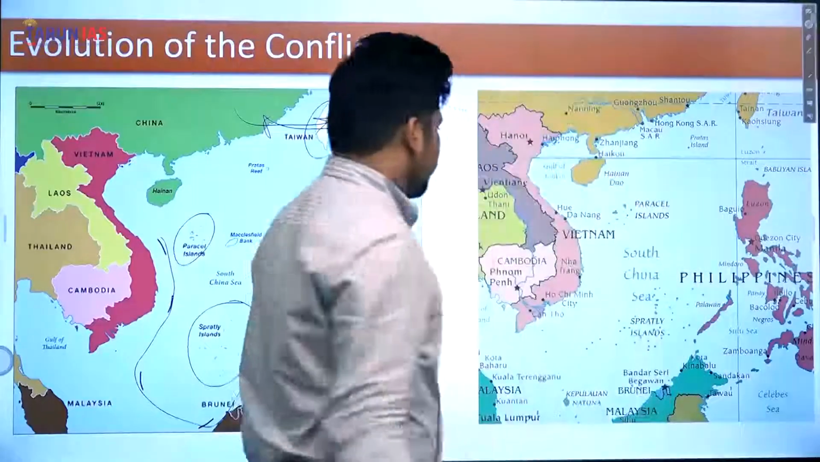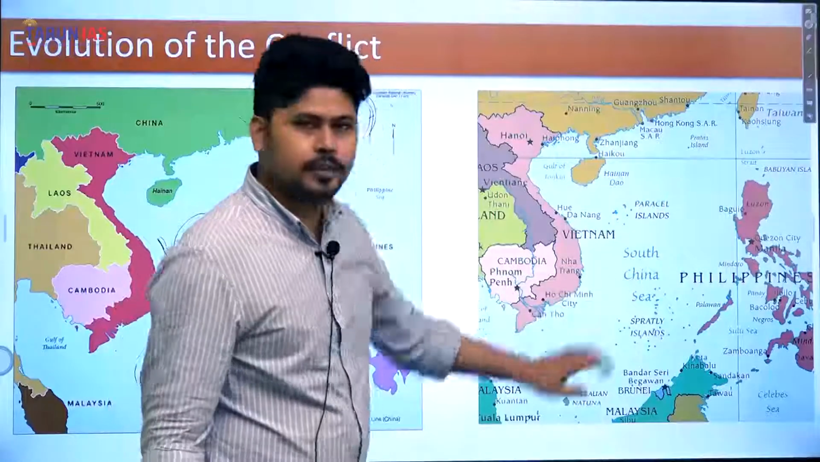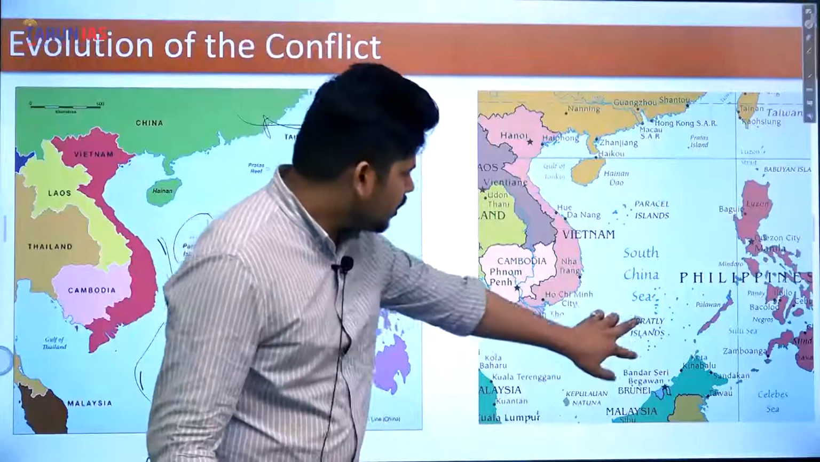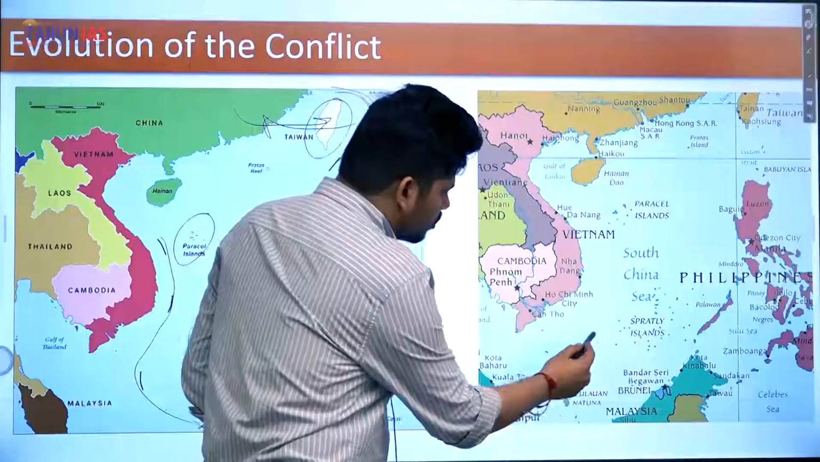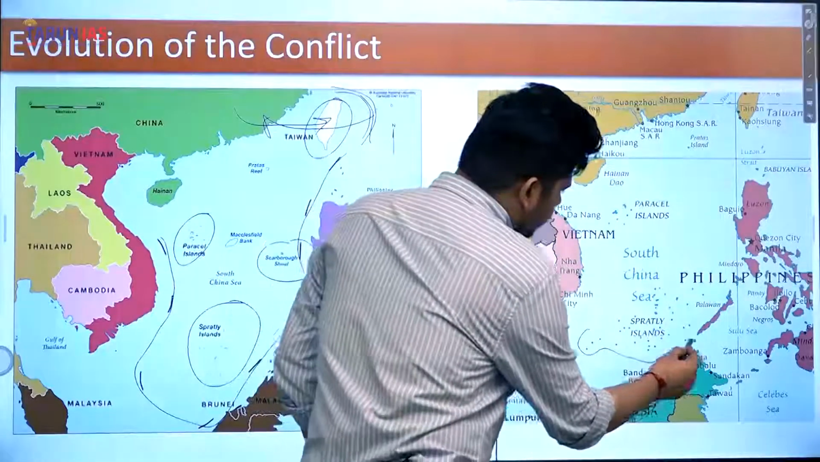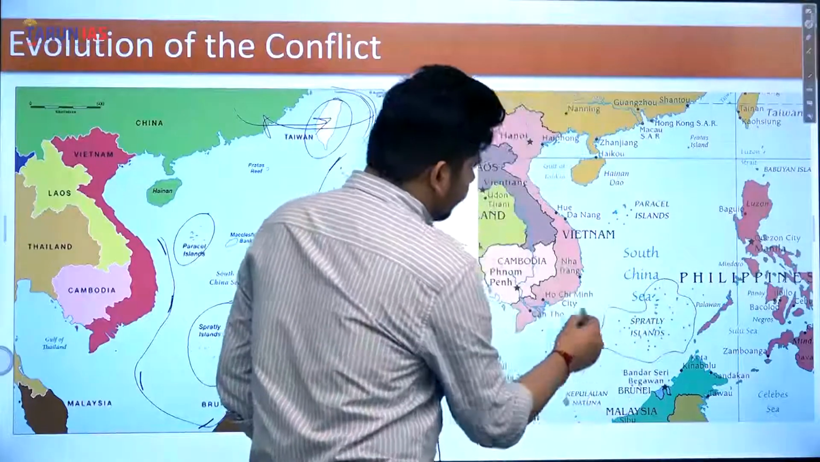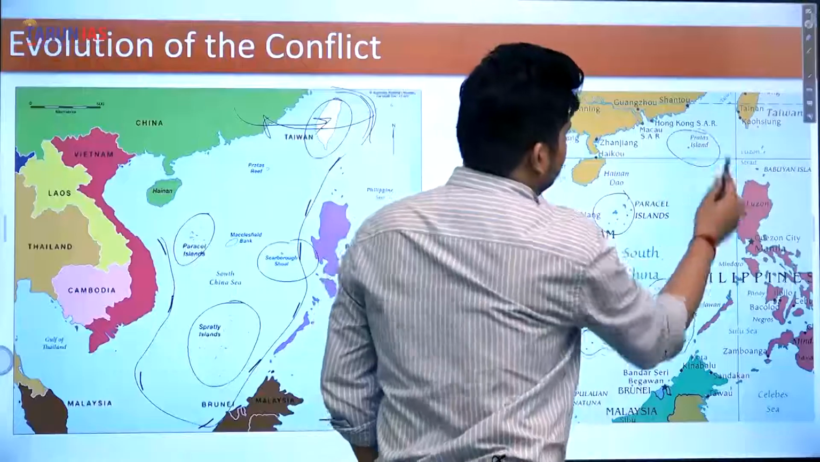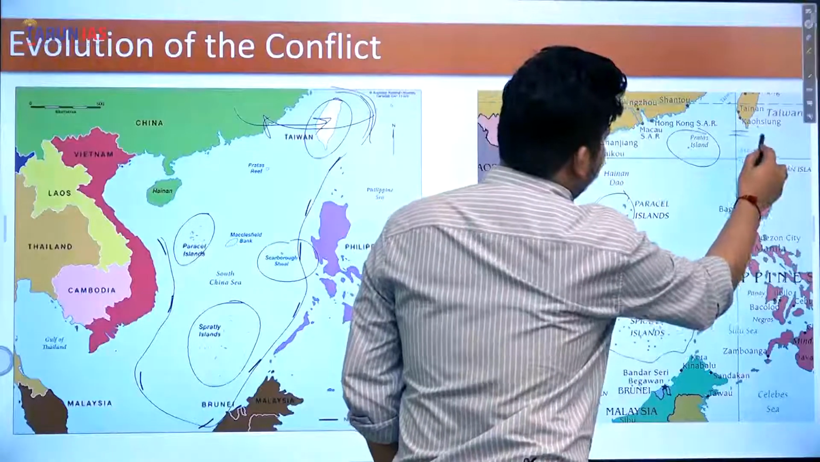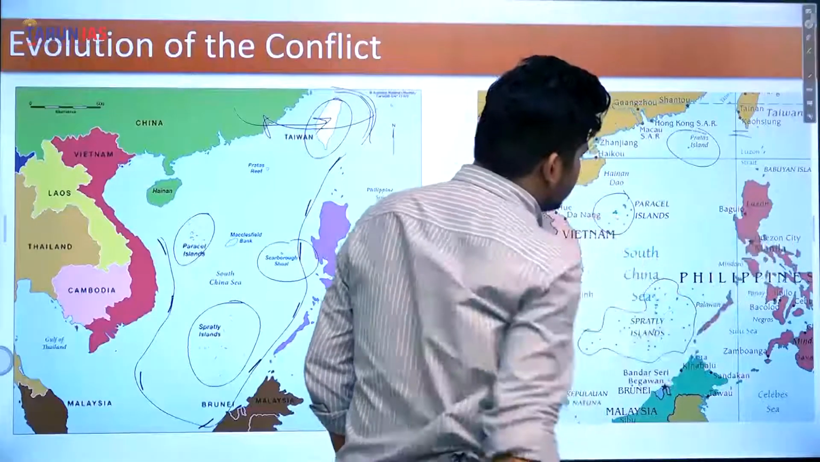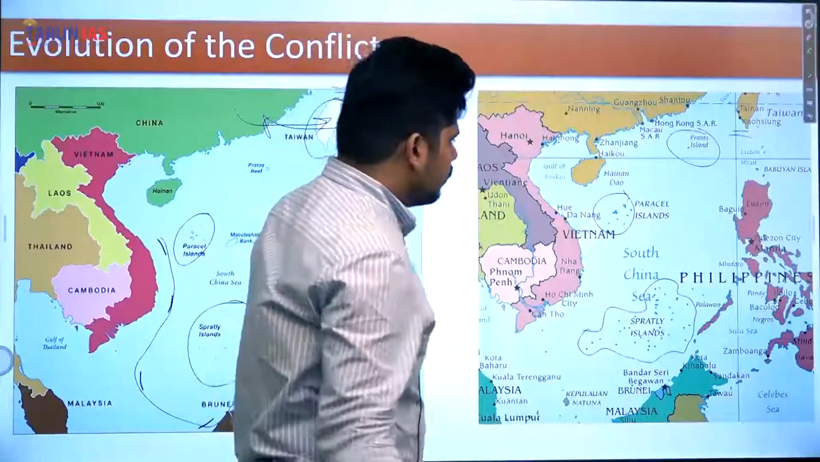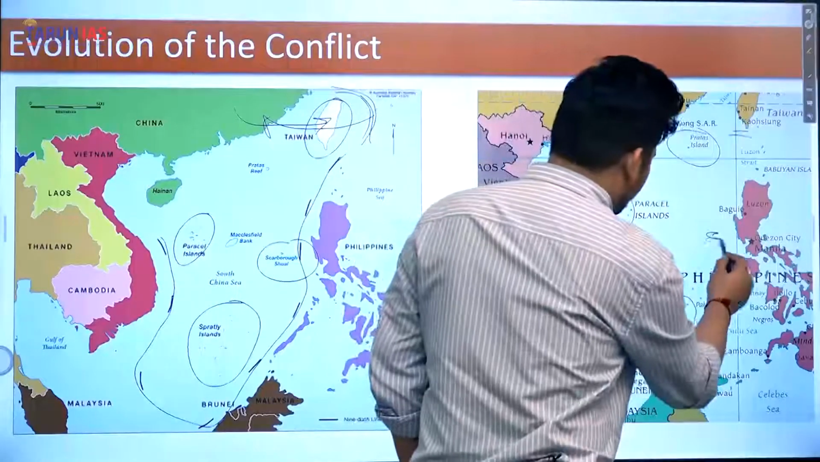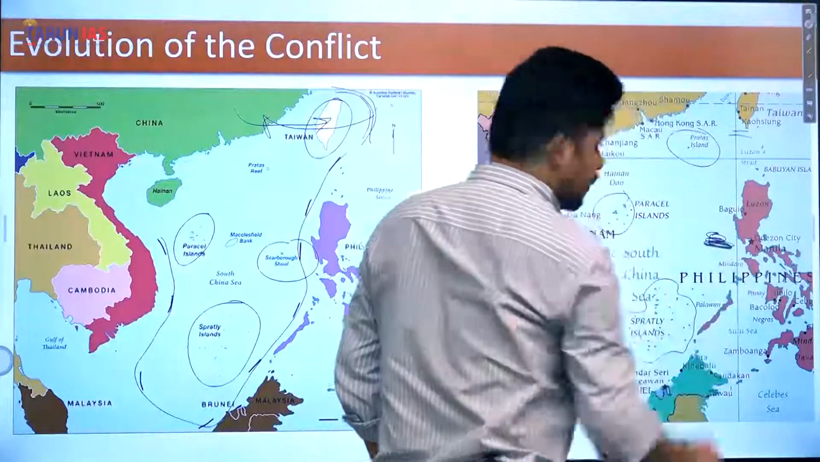If you see in this map again, South China Sea, these are the Spratly Islands, a lot of dots here, you can see a lot of dots, Spratly Islands. These are the Paracel Islands, Pratas Islands, this is Taiwan, this is the Philippines. Okay, here is Scarborough Shoal.